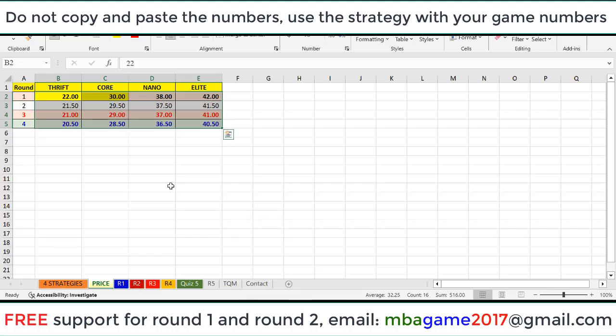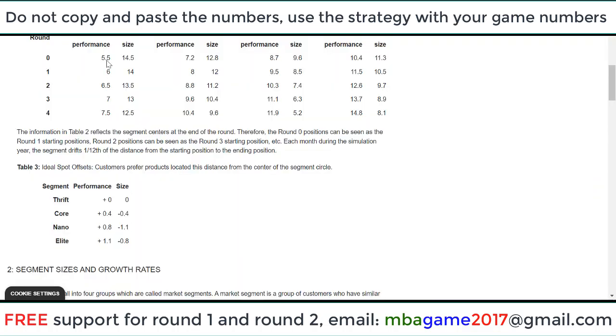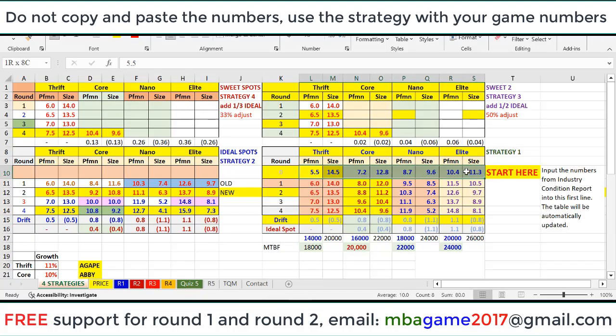You can download the Excel file here to calculate for 8 rounds. Remember, do not copy the number. I will say that 10 times. Do not copy the number because the number is different from student to student. You need to check industry condition report here and get this number and copy and paste into the Excel file to update that with your number.